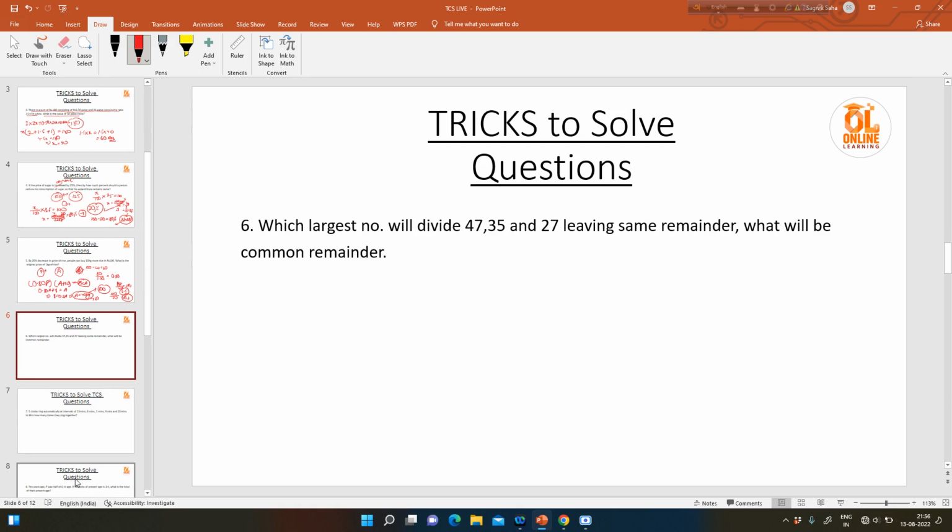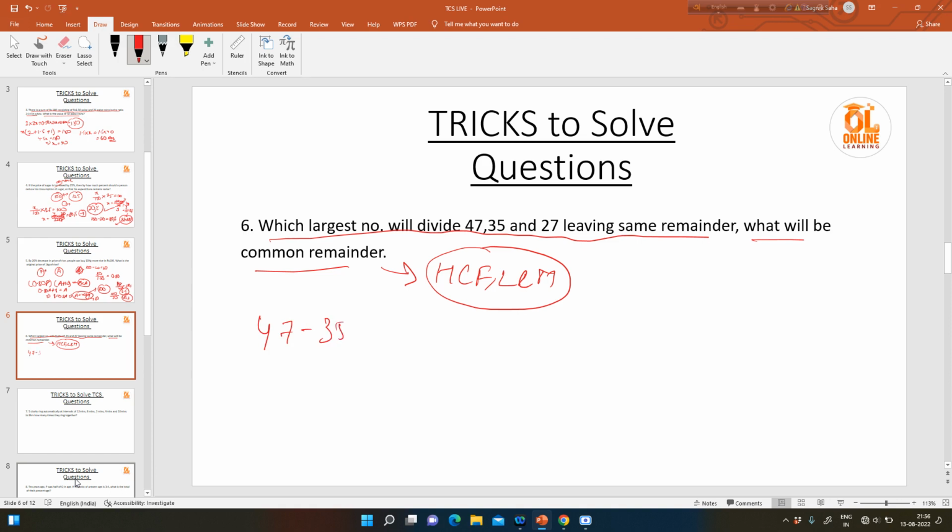Okay, it is given: which largest number will divide 47, 35, 27, leaving the same remainder? What will be the common remainder? This is an HCF and LCM based question, and this has a particular trick. What we have to do is subtract all the numbers among themselves, neglecting the negative sign first. Okay, so let us do it.